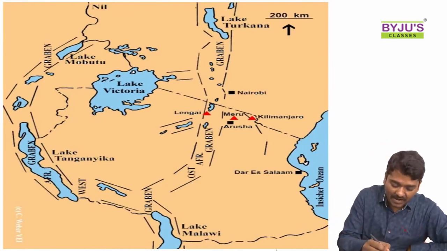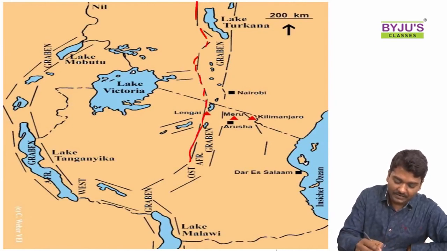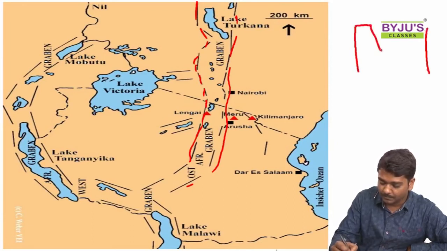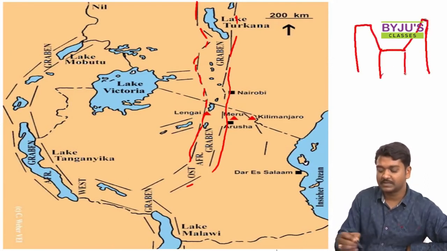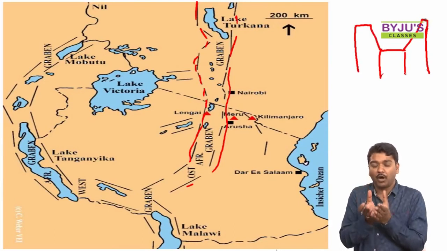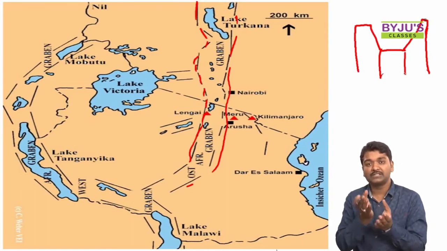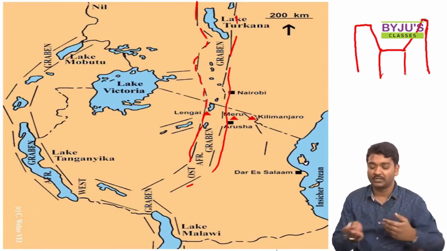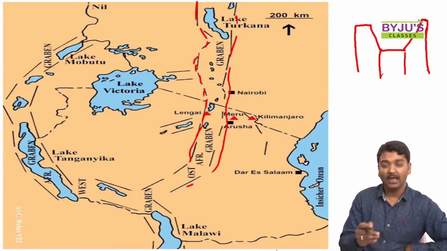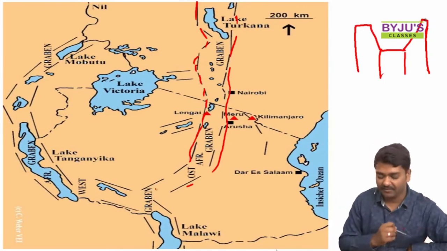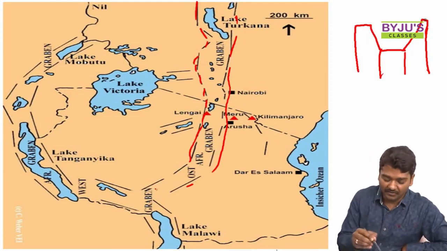So when I'm seeing East African Rift Valley, what is a Rift Valley? You have two blocks, two plates, and one middle portion has gone down. This plate movement during faults is usually known as a Rift Valley, and the most famous Rift Valley is actually seen in Africa, and it is the East African Rift Valley.